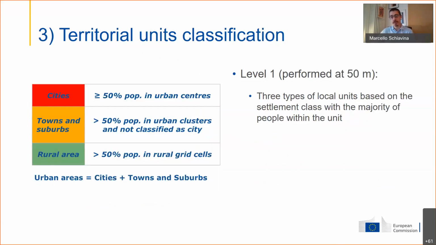The first level identifies units that are cities, towns, suburbs, or rural areas, according to the relative majority of people living in the administrative units. So given an administrative unit, all pixels that belong to this unit have a population value and a settlement classification. Population is summarized by settlement class, and classification follows very simple rules of majority, as we already saw. This procedure is performed at 50 meters, allowing the use of a high-resolution population grid and avoiding population displacement due to rasterization at 1 kilometer. To do so, the settlement grid is oversampled to 50 meters, with all 50-meter pixels inheriting the classification of the bigger square kilometer pixel.